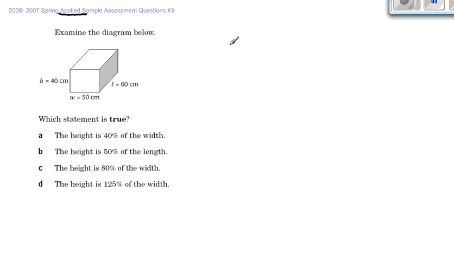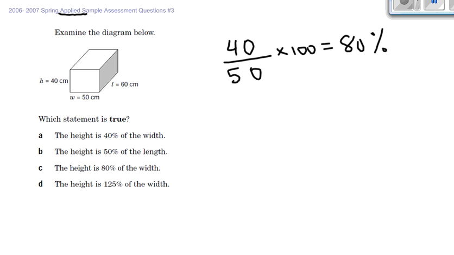Is height 40% of the width? In other words, is 40 out of 50 equal to 40%? Well, obviously it isn't. 40 out of 50 is 0.8, and actually it's 80%. That should be obvious without doing any calculations, since the height is more than half of this, which means it's more than 50%, so there's no way that the answer is A.